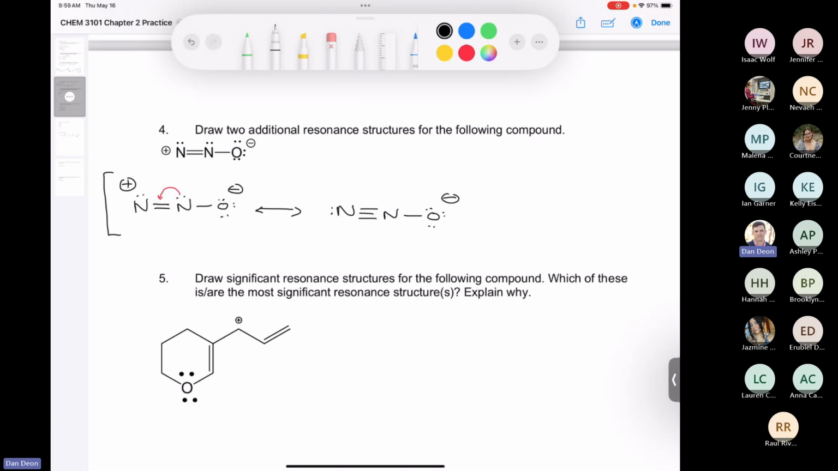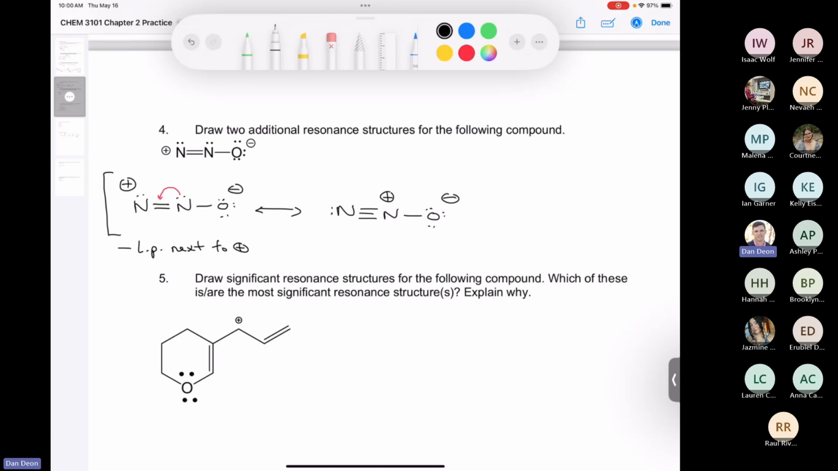So could anybody tell me where the positive charge is now? Is it on the nitrogen on the left, or the one in the middle? Is it the left one or the center one? Yeah, it's on the center one, right? When nitrogen has 4 bonds and no lone pairs, it has a charge of +1. All right, great. So there we go. So this one was the lone pair next to positive charge.